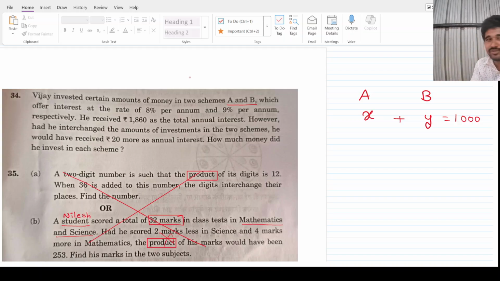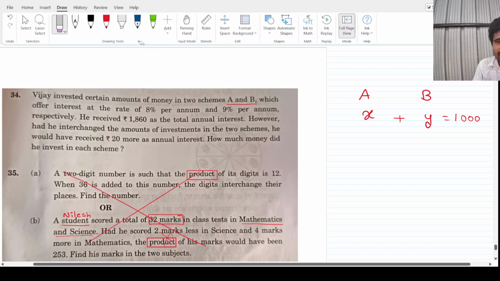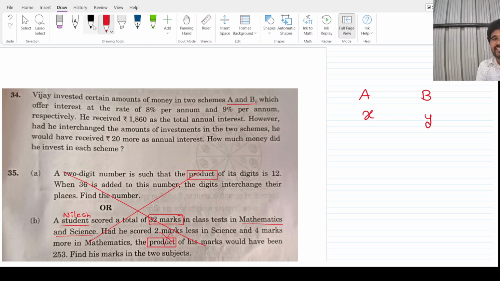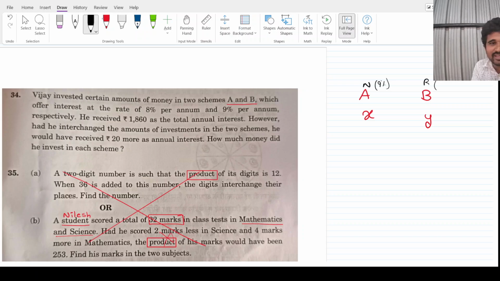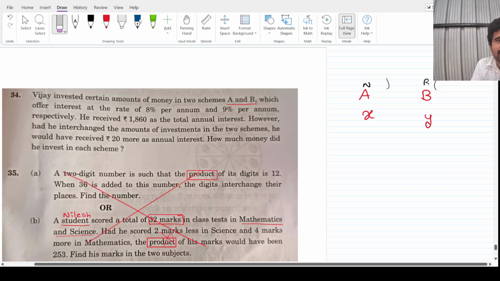We'll read the question now. So what did they say in the question? In the question they said, okay, invested in 2 schemes which offer interest at the rate of 8%. They said that this scheme, this is like bank A, Nilesh bank. Idu vandu Ritwik bank. Ivan enna sonnaru, enakitta vaanga I will give 9% interest. Ritwik kitta vaanga I will give sir 8%. Nilesh sonnaru, sir I will give 8%. And Ritwik sonnaru 9%. You understand that thing now?